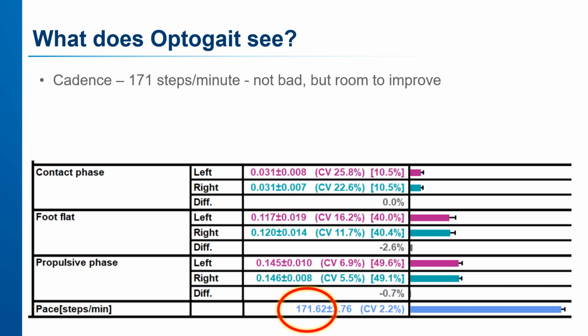Also, we look at cadence. Cadence of 171 is not bad. That's how many times each foot is hitting the ground in a minute, but there is room to improve that, and we know it would probably help some of the overstriding.